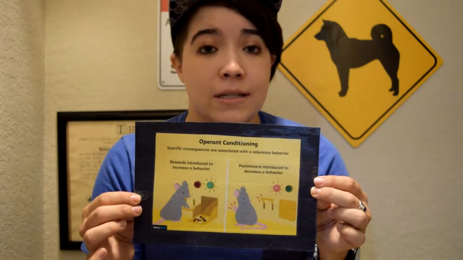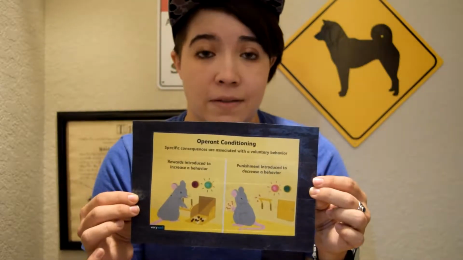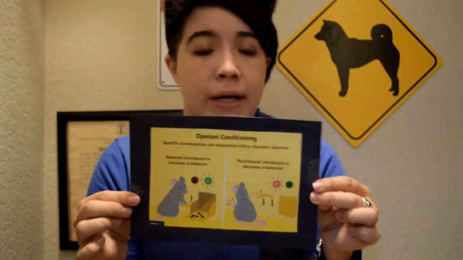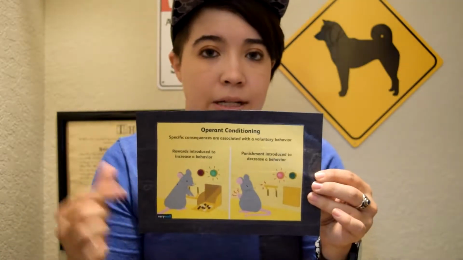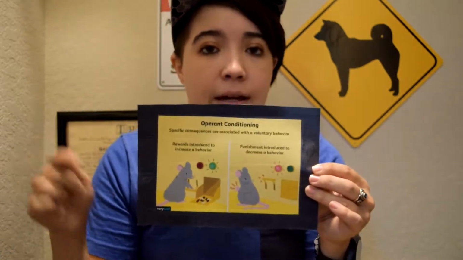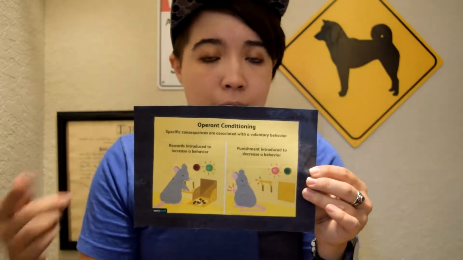Next, we're going to go over operant conditioning. Specific consequences are associated with involuntary behavior. This includes reinforcing or punishing a behavior. Reinforcement is to increase the behavior, hence here, the little rat touches the lever, food comes out. That increases this behavior. The rat will do it more often to get more food.